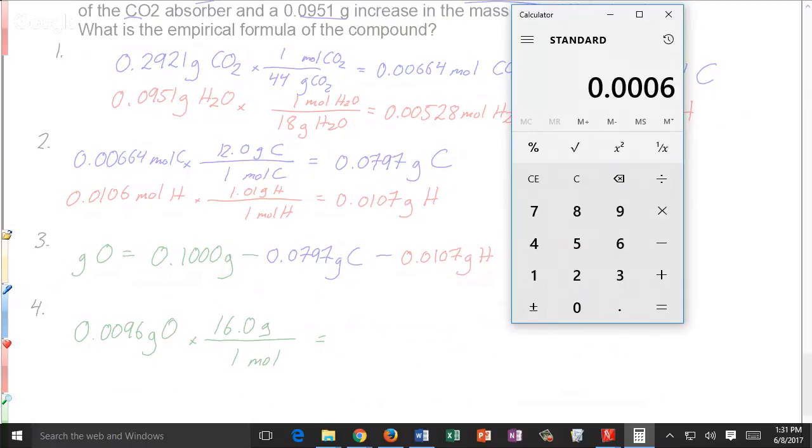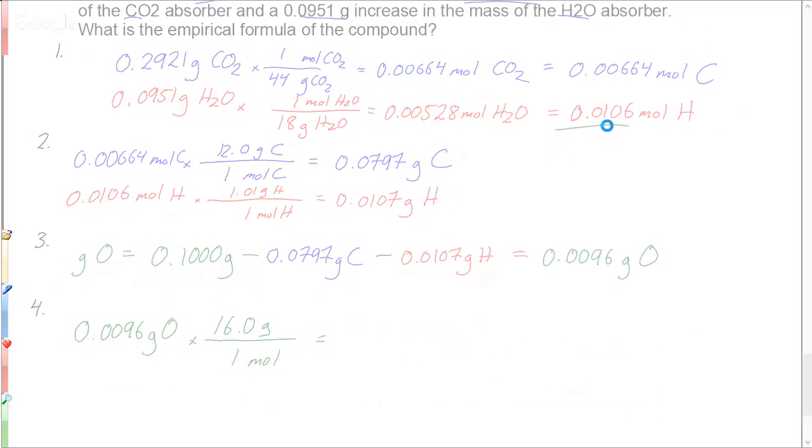Okay, so now we can look at our three numbers, which are still visible, even if the program's kind of busted: 0.00664, 0.0106, and 0.0006. That seems really small. It's going to be a crazy number. Did we do something wrong here? Well, let's try it and see.